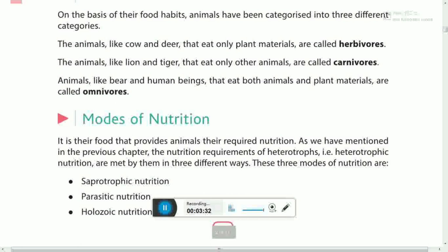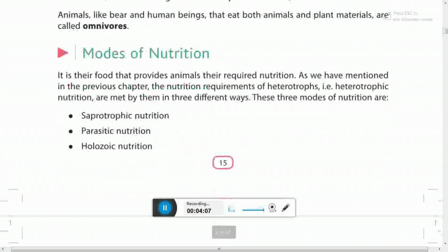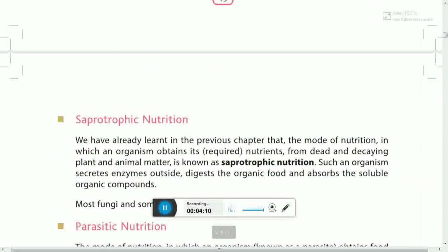Next, modes of nutrition. It is their food that provides animals their required nutrition. As we have mentioned in the previous chapter, the nutritional requirements of heterotrophs, that is heterotrophic nutrition, are met by them in different ways. These three modes of nutrition are saprotrophic nutrition, parasitic nutrition and holozoic nutrition. Let's go one by one.